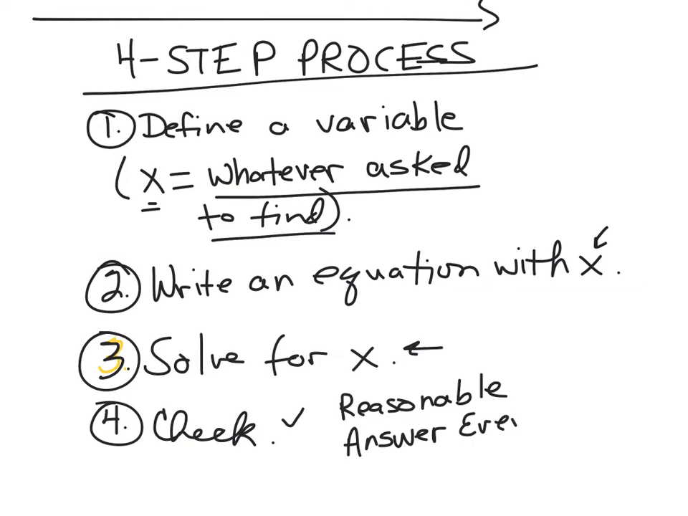So if the problem asks me, say, for two things, how old is Mr. Black and how old is his brother, and we put x equals 4, that's probably not the answer to both of those things. Might be the answer to one of them, but not both. So we've got to make sure that we answer everything that we're asked to find.